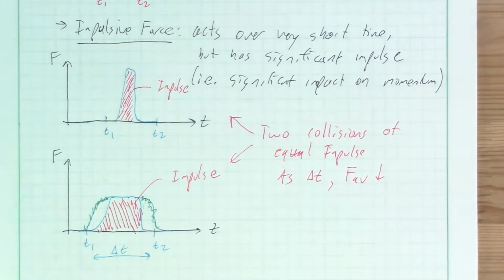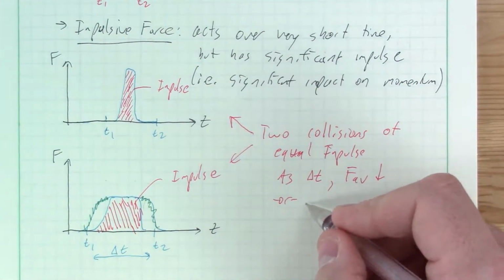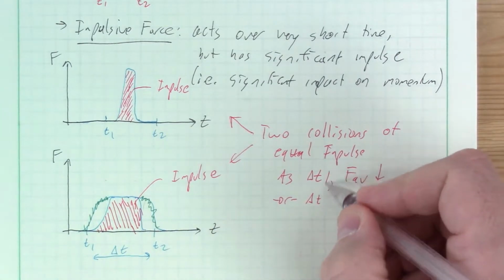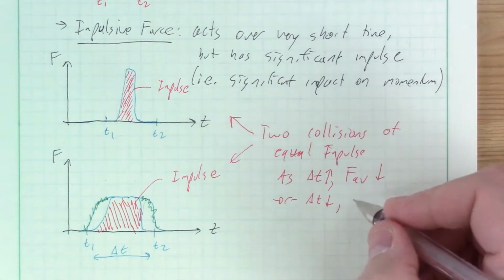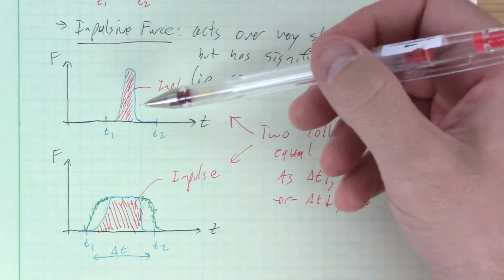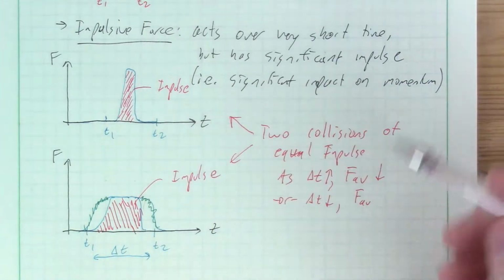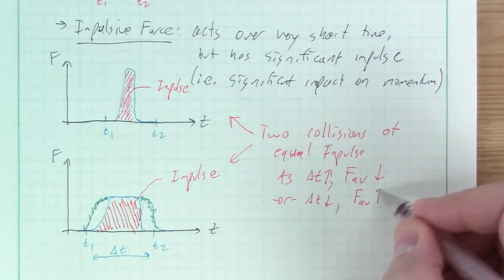Our average force has to be going down. Oh, and I forgot, delta t goes up. If delta t is increasing, like we did in the first one, delta t went bigger from here to here, and the average force had to go down in order to keep the impulse the same.